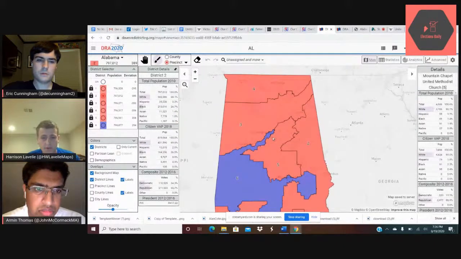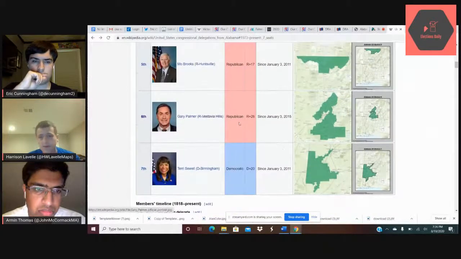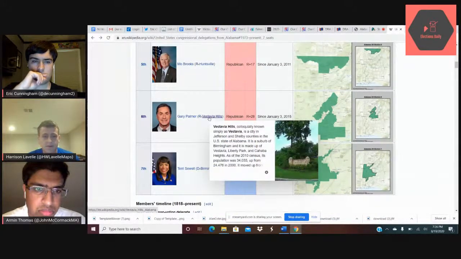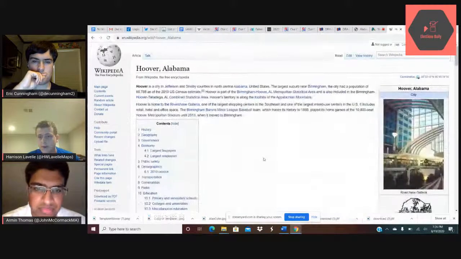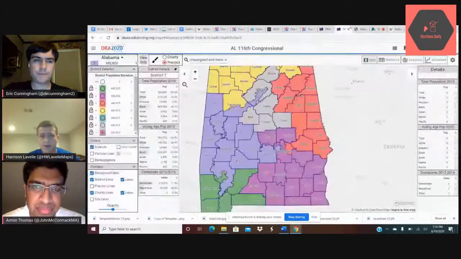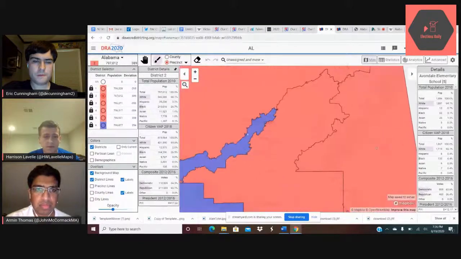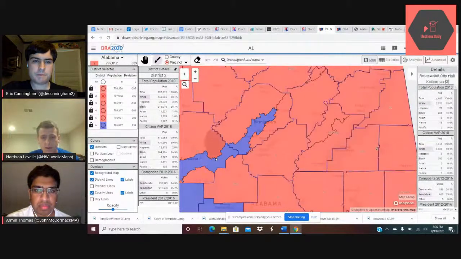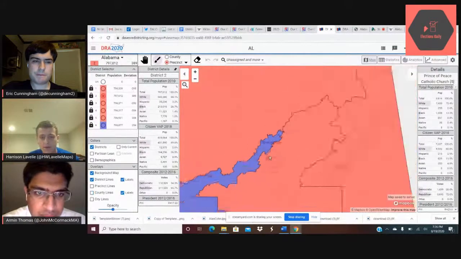If we go up to the 5th district, the current 5th district is based on the 6th, where Gary Palmer is from. And once again, apparently this is wrong. He doesn't live in Vestavia. So if you click here, he lives in Hoover, right? Yeah. He lives in Hoover, and Hoover is basically on the border there between Jefferson. But my current map actually does include that here for the 5th. So if we turn on counties, Hoover is in the district, so he's fine. Gary Palmer would run in this district.